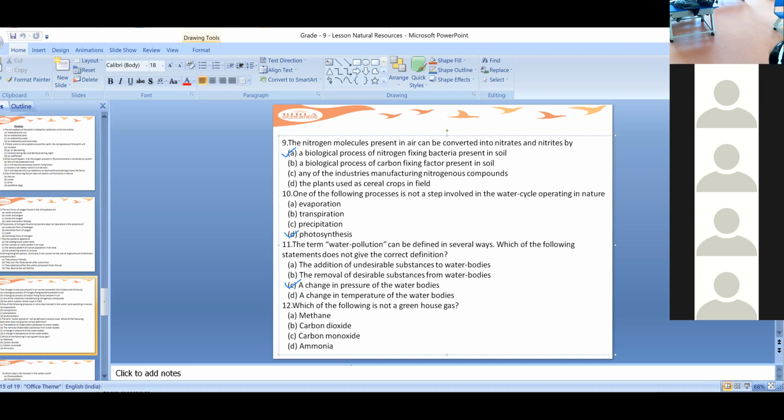Okay, now coming to the 12th one. Which of the following is not a greenhouse gas? Ammonia. Good, ammonia. Are you all understanding? Only a few children are giving me the answer. Why? What about the others?